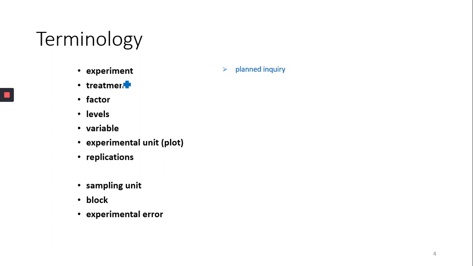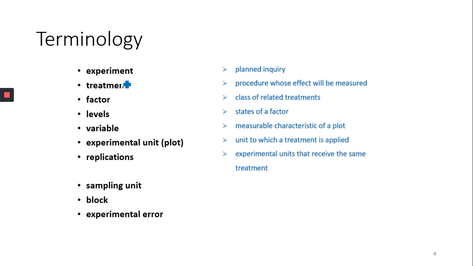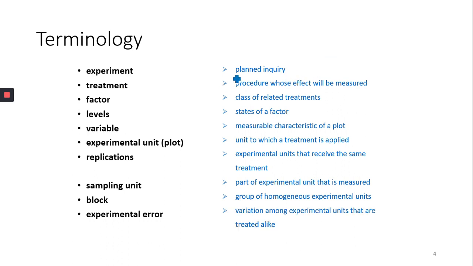Now, this is just a summary to show you the different meanings of terms as used in experimental design. So we have an experiment which I've summarized as a planned inquiry, and then treatment, a procedure whose effect will be measured. So we want to see the effect of a treatment on a dependent variable. Now, factor, a class of related treatments. Like the example that I've given you, temperature, it is actually a class. So within a temperature, we may have different levels.